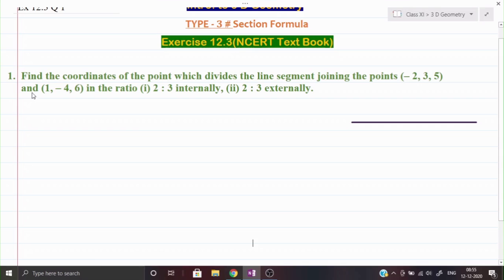So part number one I am doing here. Let us start the first part. Yes, so the first part we are going to start. In the first part we are doing it for internal division. So we can say that for internal division.